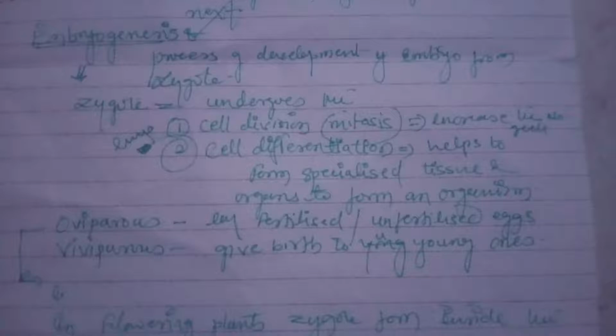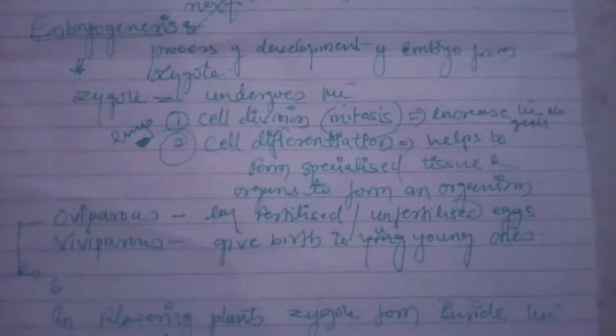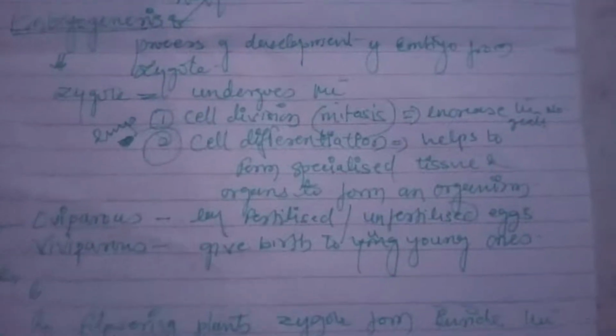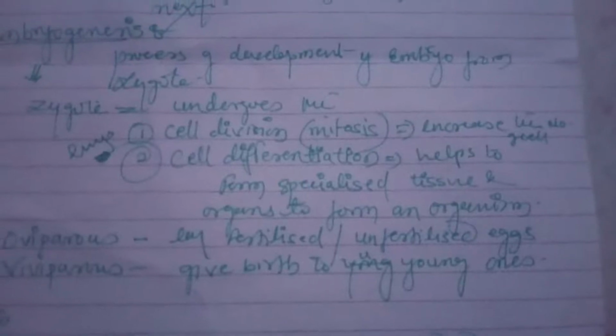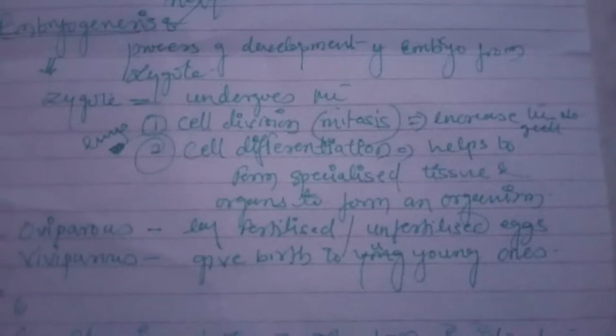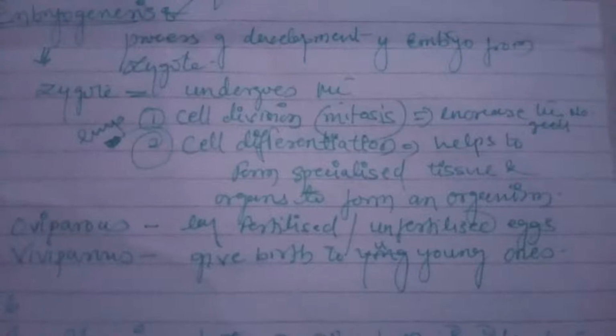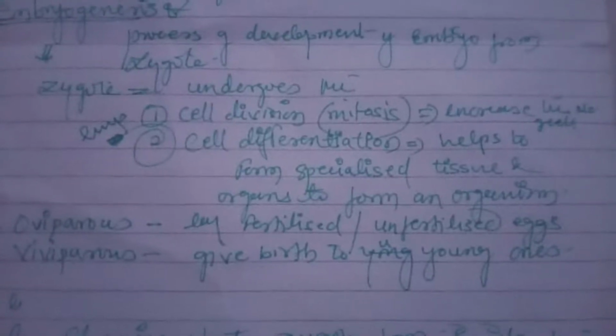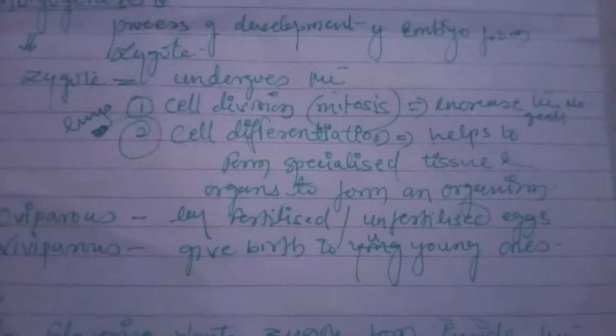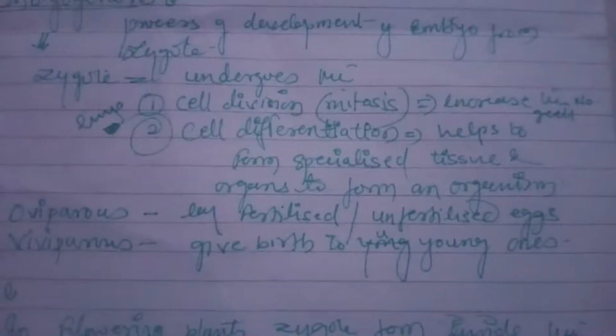What is the importance of cell division? Cell division is going to increase the number of cells. Here I have written the number of cells. And cell differentiation helps to form specialized tissues and organs to form an organism.